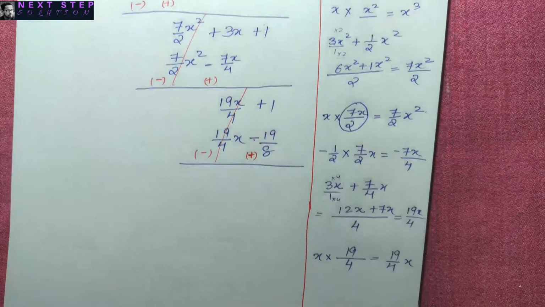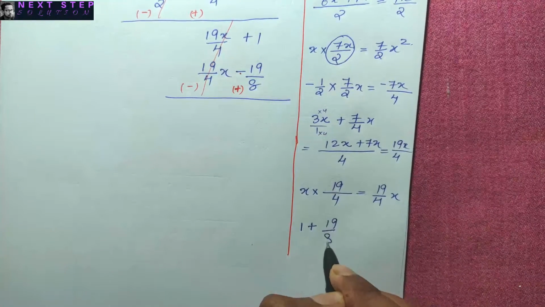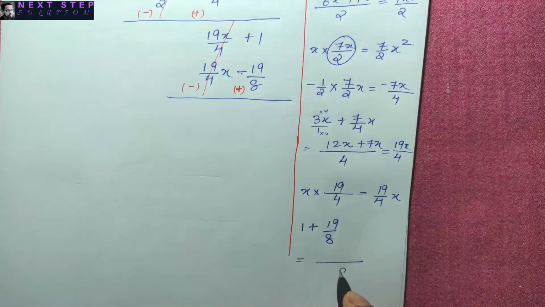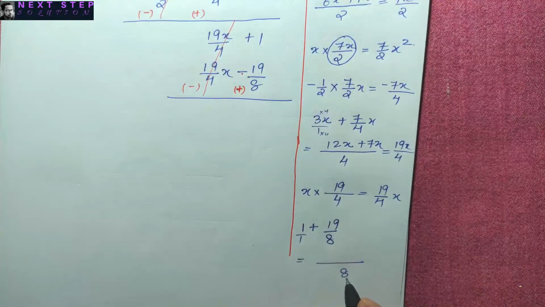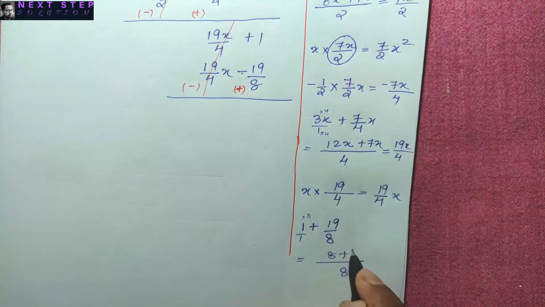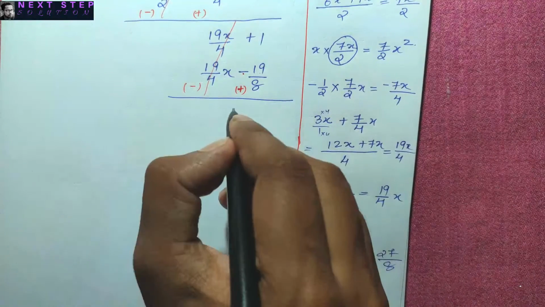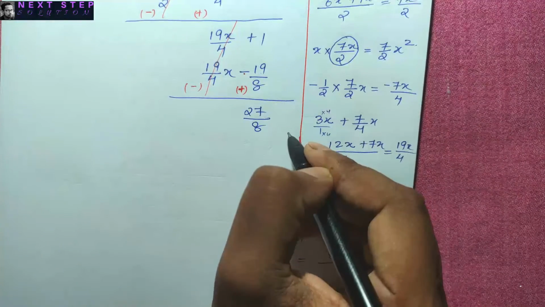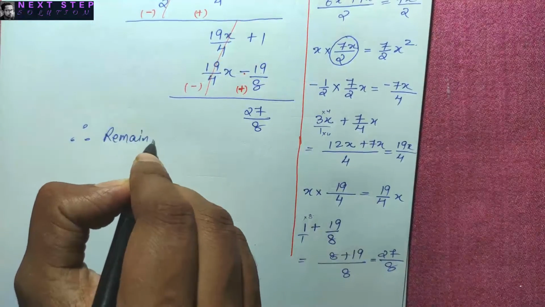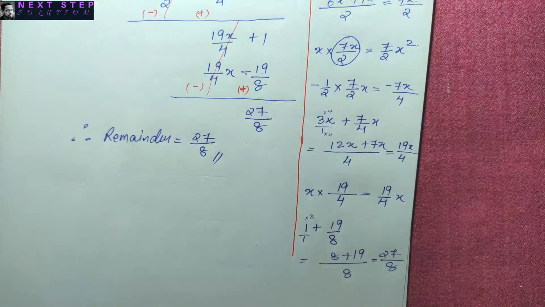So in order to add this one again, we need to go to rough. We have 1 plus 19 by 8. Remember, this is no more minus, now it is plus. So we need to take LCM. LCM will be 8, before it was 1. 1 is multiplied with 8 to get 8. So upside also we need to multiply 8. 1 8s are 8 plus 19. 8 plus 19 gives 27, and denominator is 8. So we have 27 by 8 is left out. So therefore remainder is equal to 27 by 8. This becomes the answer.